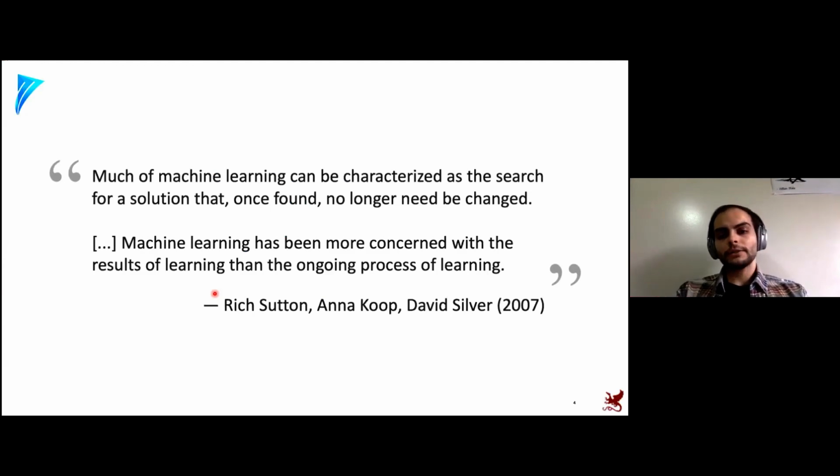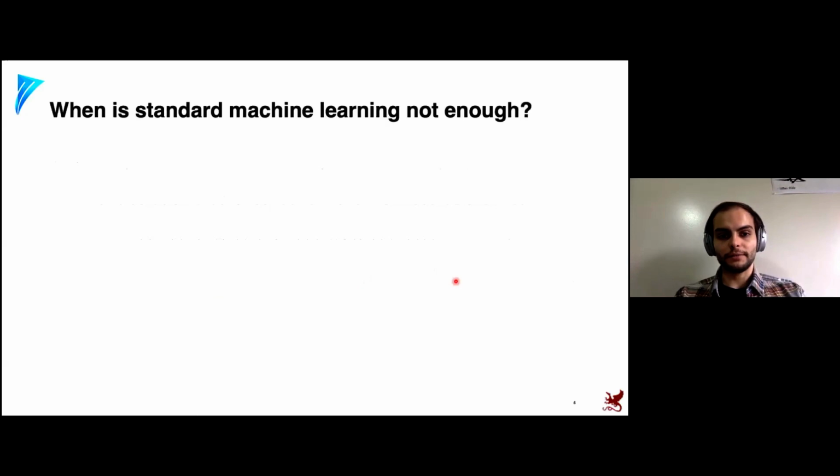All right, oftentimes this works. And recently with deep learning, this machine learning approach has started working really well. But the question I'd like to ask: does it work always? In which cases do we actually need to be concerned about the process of learning rather than the model that we extract from a single data set? So when is standard machine learning not enough?